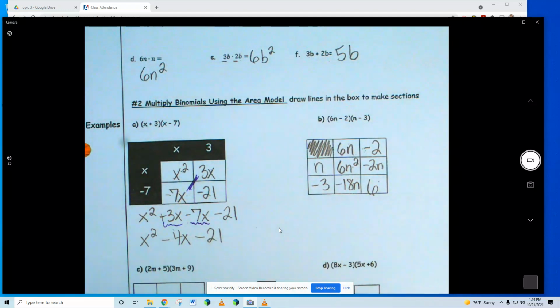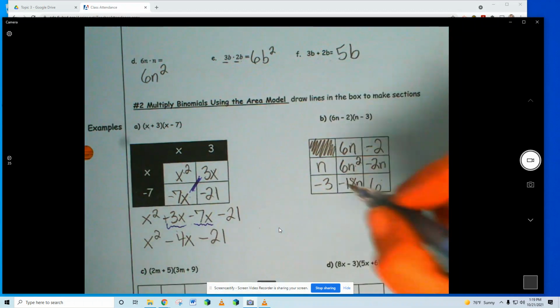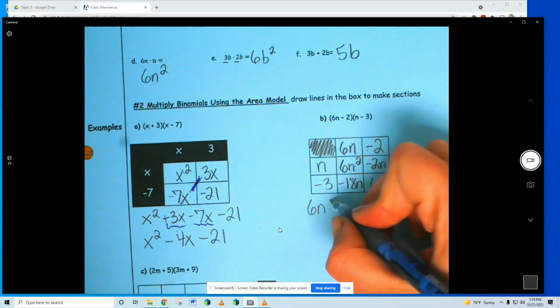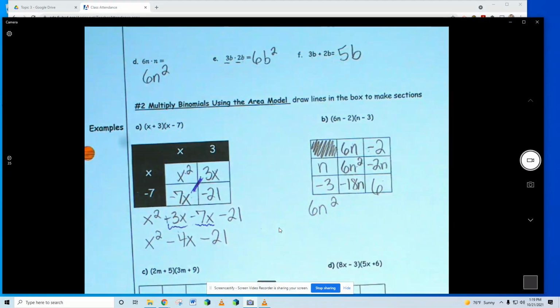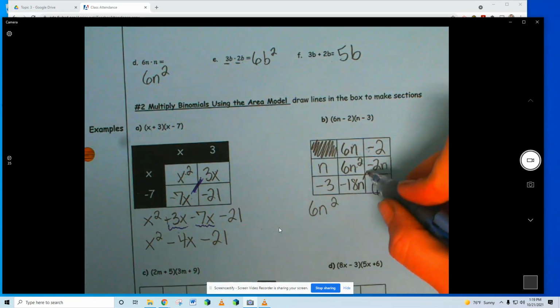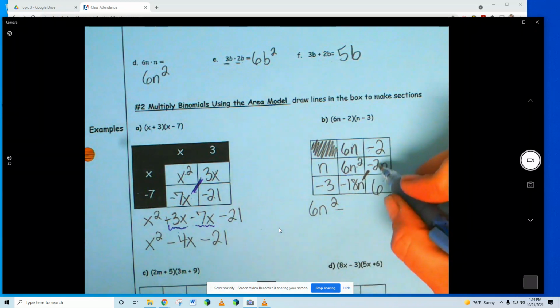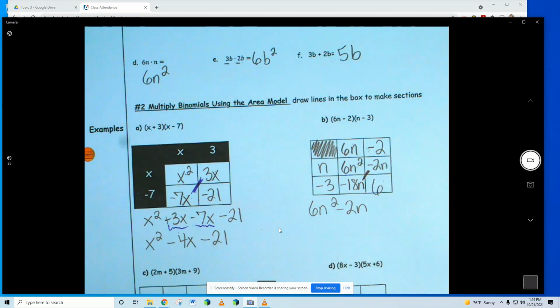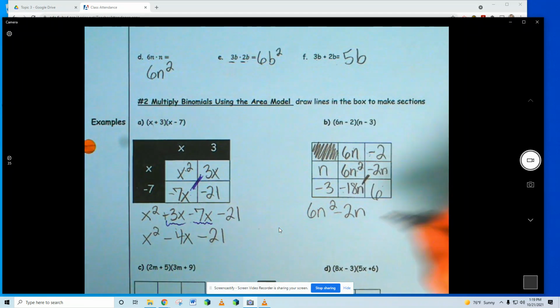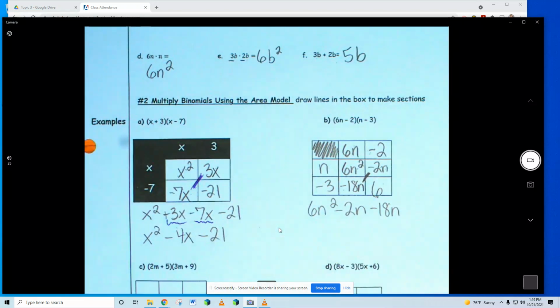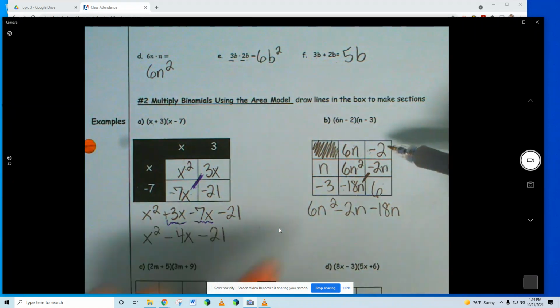Okay. Write it out in order, and any like terms need to be combined. I'm going to start with a 6n squared because that's my largest exponent. It's like the leader. Then I'm noticing that these two are both n to the power of 1. They're going to end up combining. But for now, I'm just going to put minus 2n minus 18n and then plus 6.